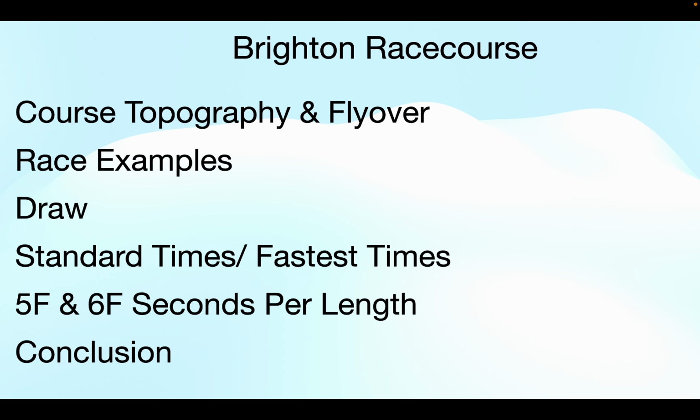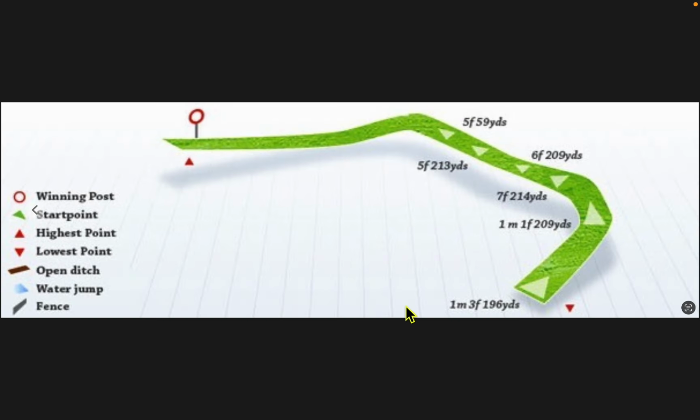Here's the course topography and flyover examples. This is Brighton Racecourse according to the Racing Post map or guide. This is the start of the 1 mile, 1 furlong, 207 yards. All the distances on here are incorrect, but the starting positions are more or less correct.